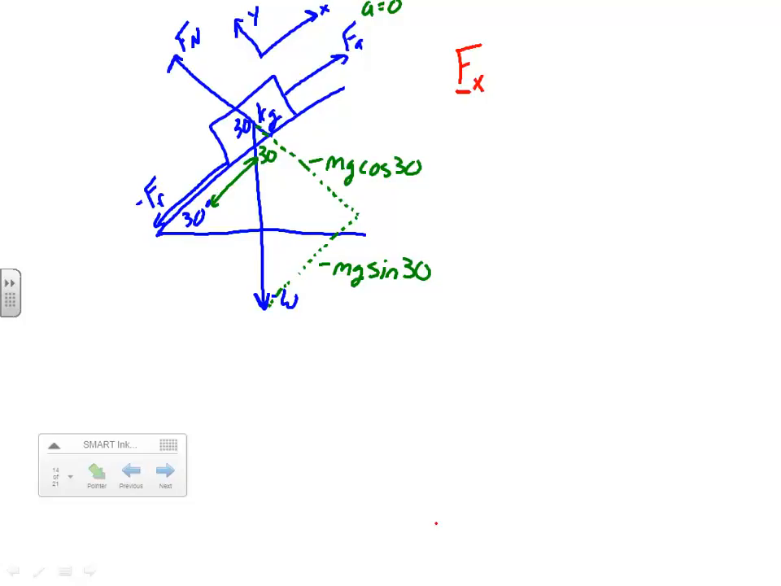Now, because we have friction, we do need to worry about what's in the y direction. I'm going to show you why. Get it? Show you why. We have to use the y. F_A is what we're looking for still. That's going to be x. I have minus mg sine 30.